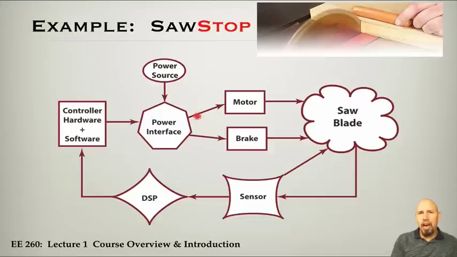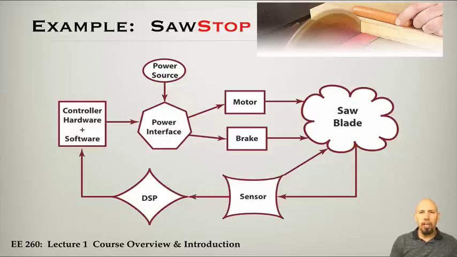When it's told to shut down, this connection is broken, or rather opened, and then this connection is applied, so the brake stops it. So basically, power is applied to either one or the other, not both at the same time. And that's what the power interface does. This is an example of what's called a closed loop system.